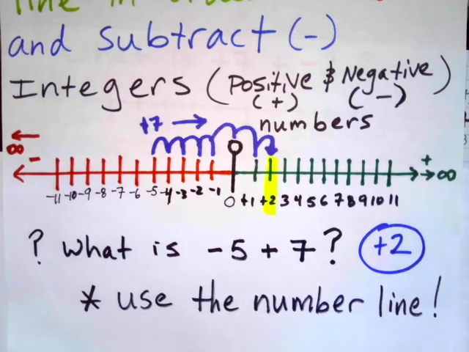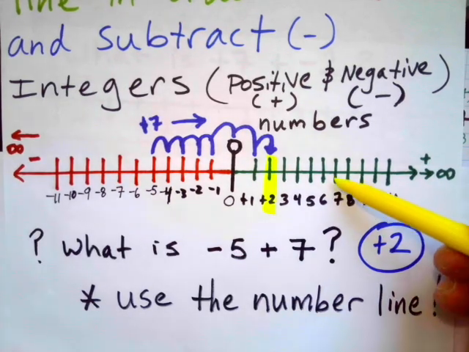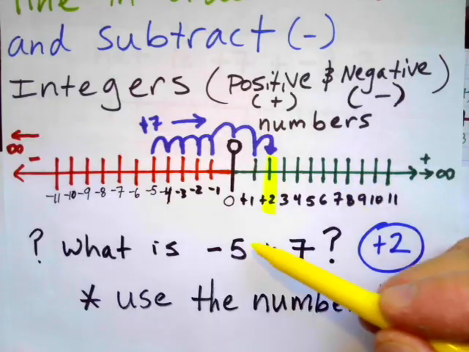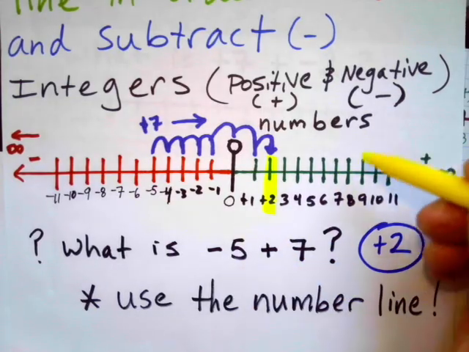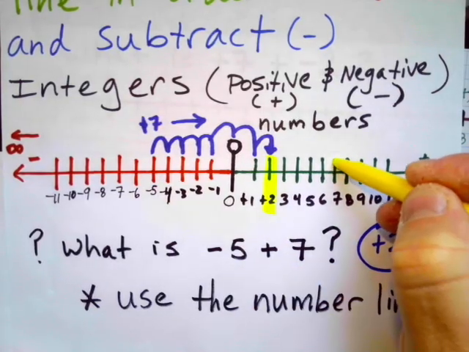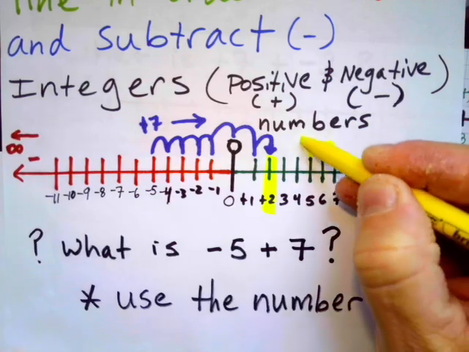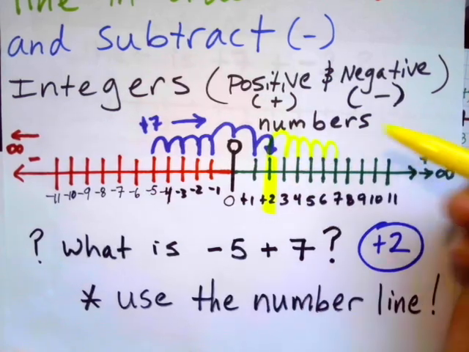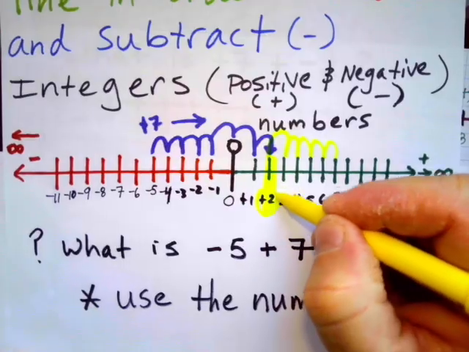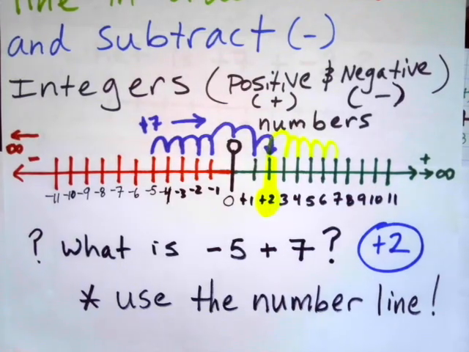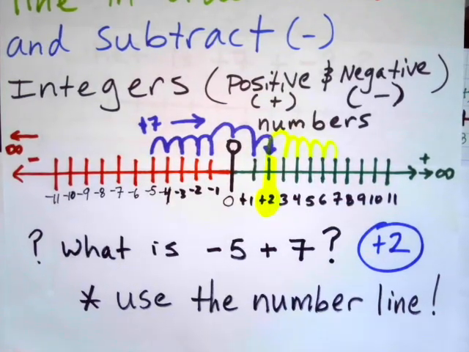Now I also want to show you how you could have started at the +7 mark and gone 5 in the negative direction. So I'll start here at a +7. I'll go 1, 2, 3, 4, 5. And I still end up here at that +2 value. Using a number line, you can choose either method.